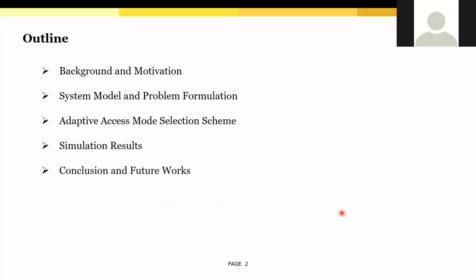This is the outline of this presentation. First, I will introduce the background and the motivation. Then I will present the system model, the problem formulation, and the proposed adaptive access mode selection scheme for space-ground integrated vehicular networks. Some simulation results will be presented to evaluate the performance of the proposed scheme. Finally, I will conclude this presentation and introduce future works.